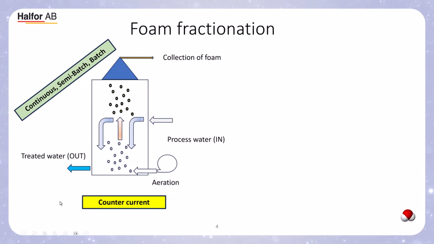So let's look at the reactor vessel. And in this first reactor vessel that I will show you, we are using a counter-current mode. And what does that mean? Well, basically, you have the processed water here, the gray arrow. The water comes in the reactor and is flowing downwards and out. So you have the treated water going out in the bottom of the reactor.